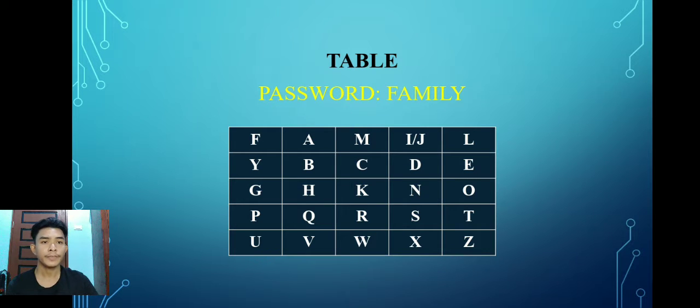As you can see, the word FAMILY is inserted at the top, starting from left to right, and followed by the alphabet in order.